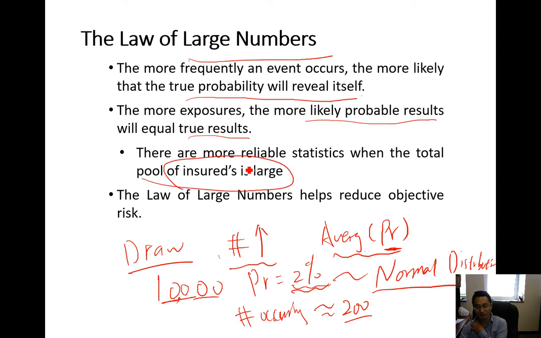That's why insurance companies want to insure everyone. Because whenever the pool is large, the true probability will reveal itself, or your loss will be really close to the predicted loss using probability. Okay, this helps reduce objective risk.